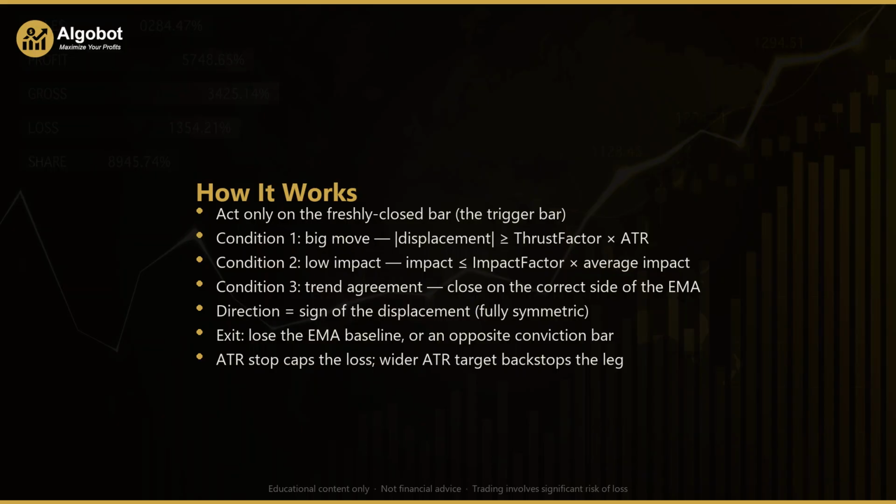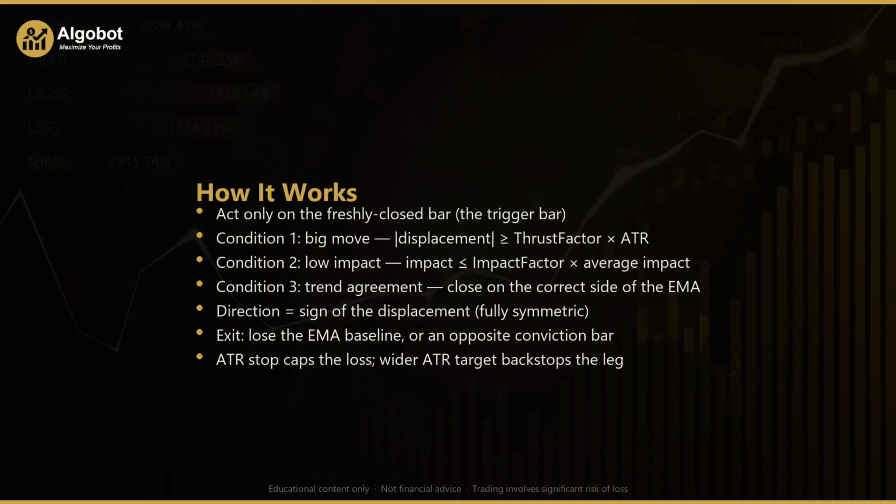The second condition is low price impact. The strategy computes the impact ratio of the trigger bar, the absolute displacement divided by that bar's tick volume, and compares it to the average impact over the look-back window, which defaults to 20 bars. The trigger bar's impact must be at or below the impact factor times that average, and the default impact factor is 0.85. In other words, the move has to be efficiently absorbed by volume, not a thin spike.